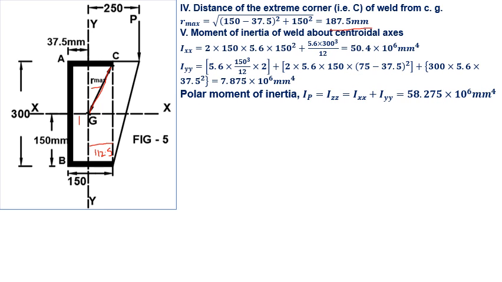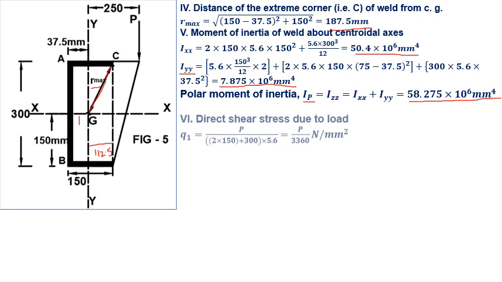In the fifth step, we have to calculate moment of inertia of weld about centroidal axis. IXX is 50.4 into 10 raised to power 6 millimeter raised to power 4, and IYY we get 7.875 into 10 raised to power 6 millimeter raised to power 4. Then we have to calculate polar moment of inertia, which is IP equals IXX plus IYY. It is equal to 58.275 into 10 raised to power 6 millimeter raised to power 4.